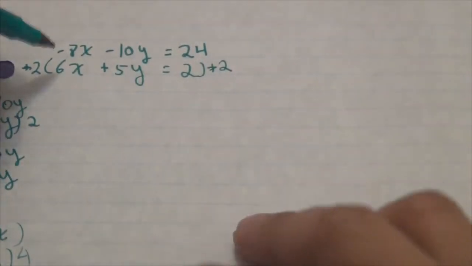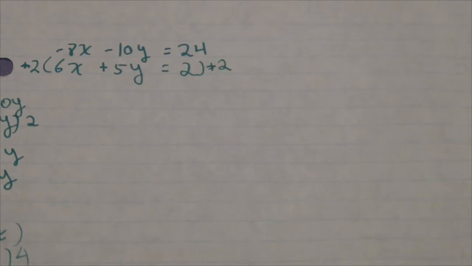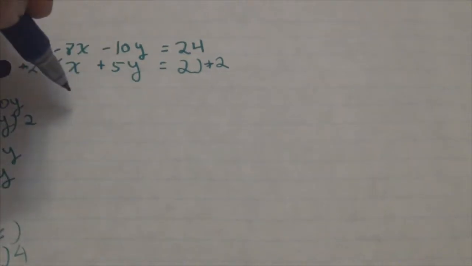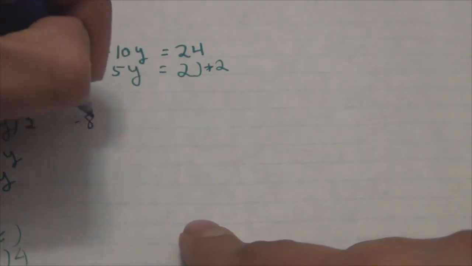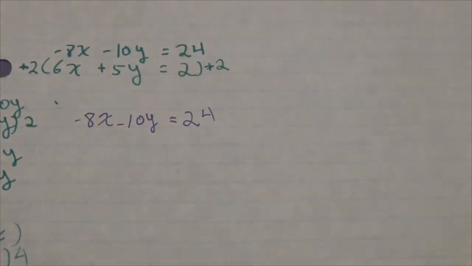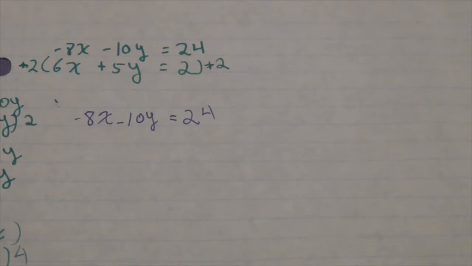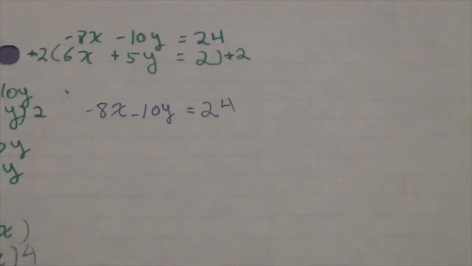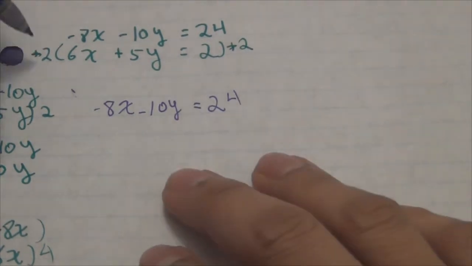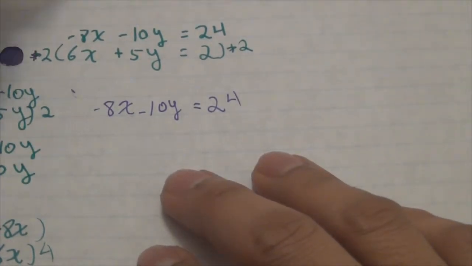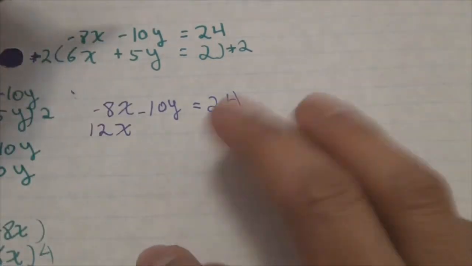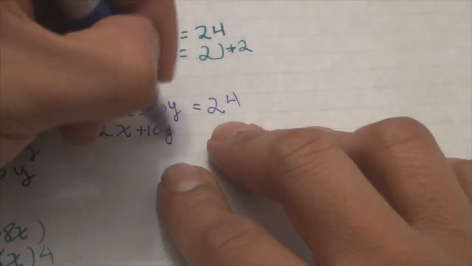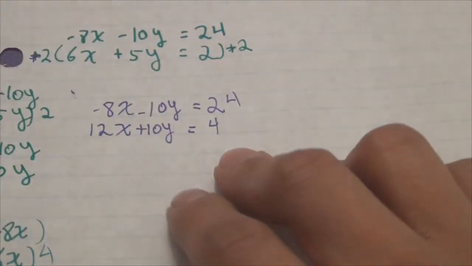So I'm going to multiply by 2 and I'm going to rewrite my two new equations. Okay? So let's see. I didn't do anything to the top one, so negative 8x minus 10y equaling 24. And now, to the bottom one, let's see the change. I'm just multiplying by positive 2, remember? Positive 2. So this is 12x. This one becomes 10y, so plus 10y. And this one becomes 4. See, that's why it was easy.